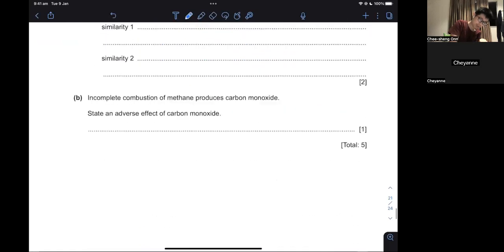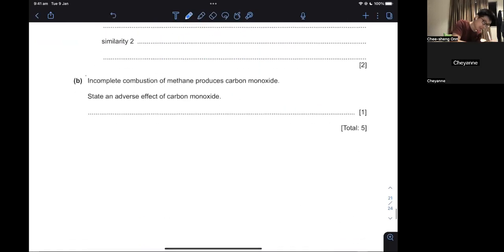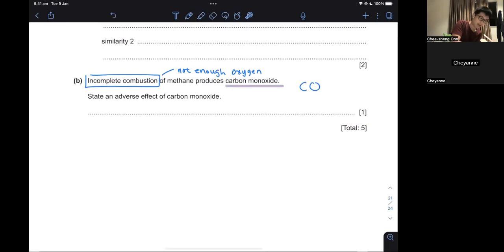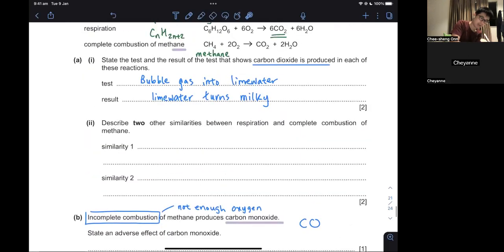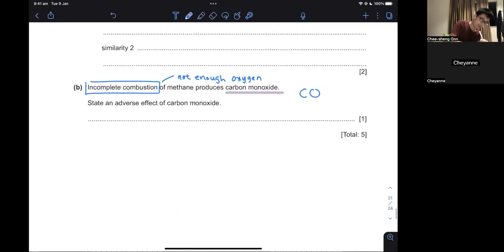I'm just going to jump straight to the last question first. So this is incomplete combustion. That means not enough oxygen. When you don't have enough oxygen, you're going to get this thing called carbon monoxide, which is basically a carbon and a single oxygen. Mono means one. Dioxide, CO2 earlier, has two oxygen for the one carbon. Now, carbon dioxide is very commonly asked in dot and cross.